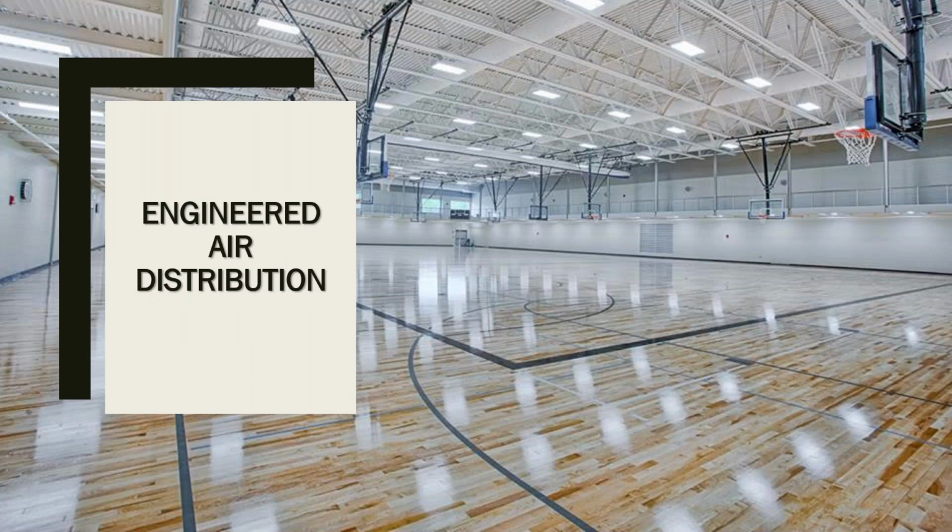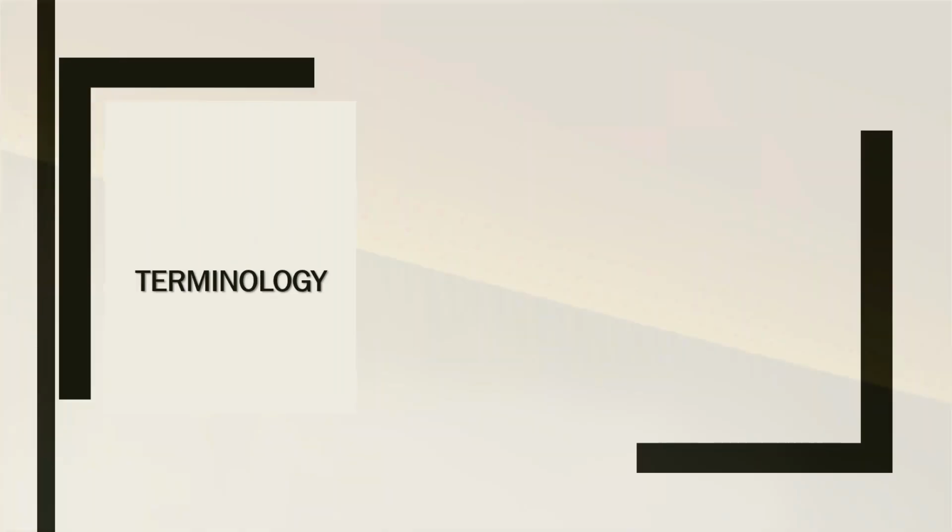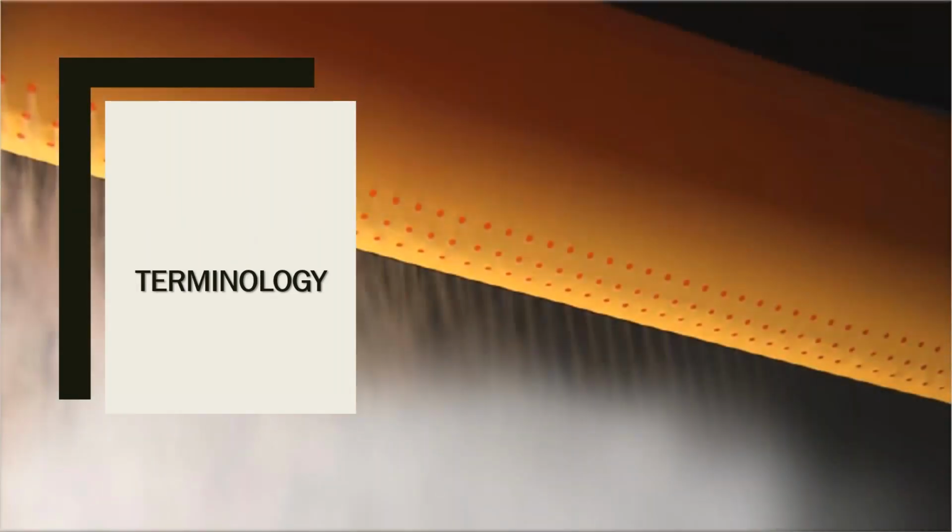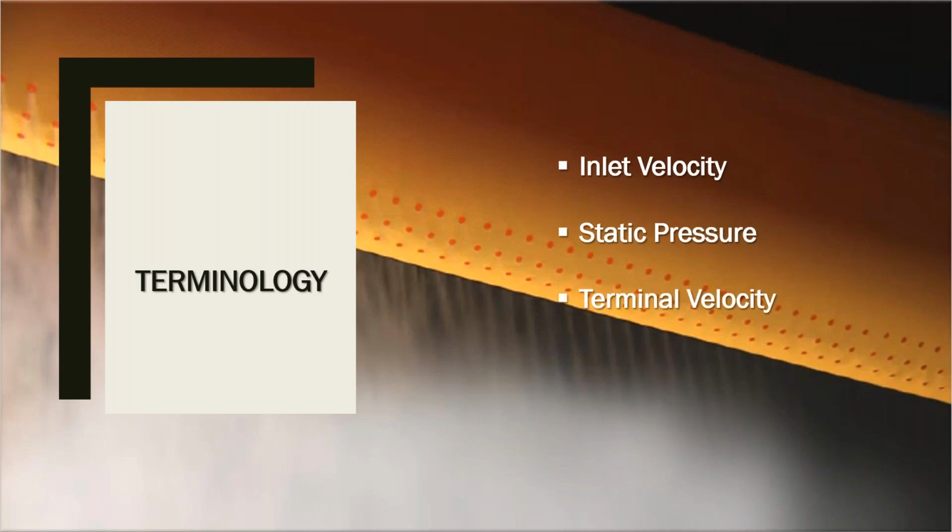So, engineered distribution. Air distribution for textiles can be fully customized to meet the requirements for virtually any type of space. This is a picture of a gym. Before looking at the specifics of air distribution capabilities, it's helpful to define some terms: inlet velocity, static pressure, terminal velocity, and throw distance.